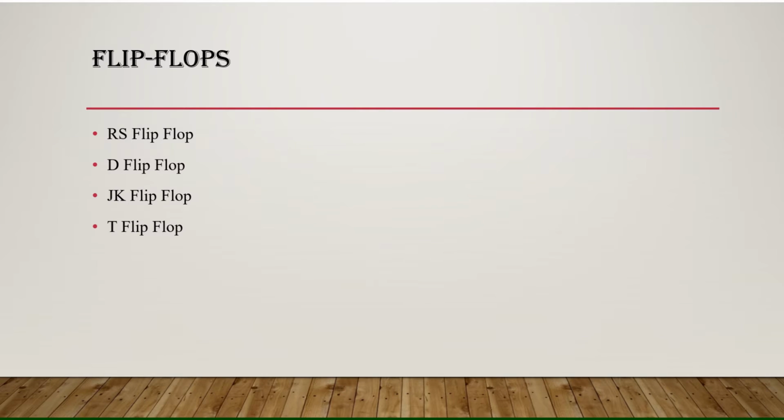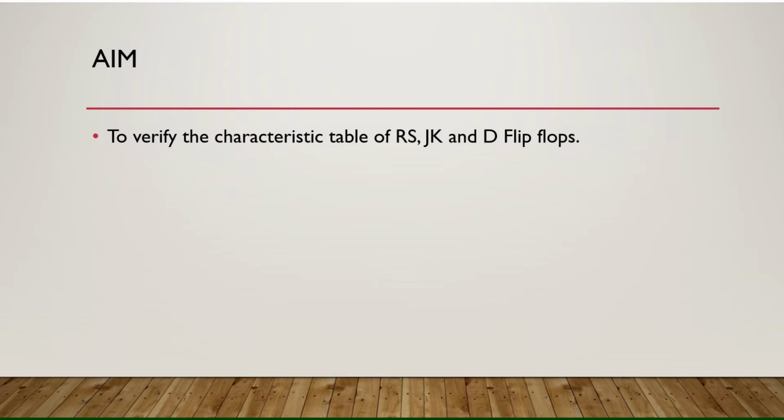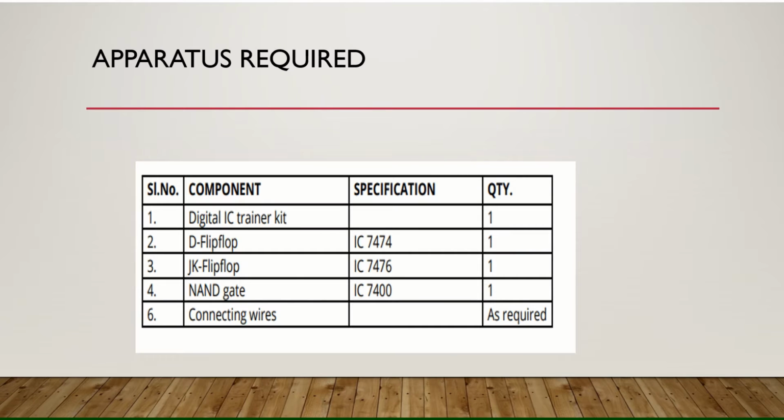Next, we'll see flip-flops. There are 4 types of flip-flops: RS flip-flop, D flip-flop, JK and T flip-flop. Its aim is to verify the characteristic table of RS, JK and D flip-flops. Here the apparatus required is 1 digital IC trainer kit, 1 D flip-flop, 1 JK flip-flop, 1 NAND gate and connecting wires as required.